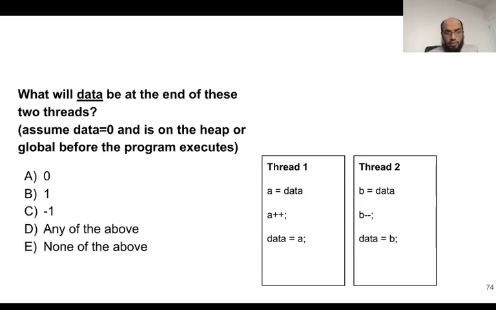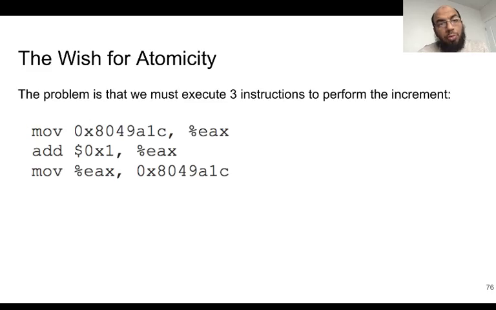And the answer to this question, as you might have guessed, is that it's any of the above, basically. Because changes can happen in any order, and that will mean that your variable will change in any possible order. So, if you look at this, the problem is that we must execute three instructions to perform the increment, not just a single instruction.